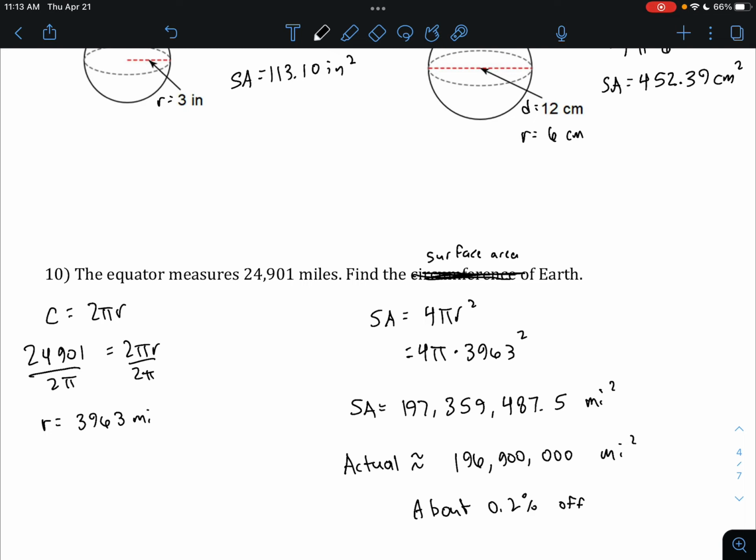In the next couple of lessons, we'll be looking at how to find the volume, specifically of the same shapes that we've already found: prisms, cylinders, pyramids, cones, and spheres. But that'll be next time.